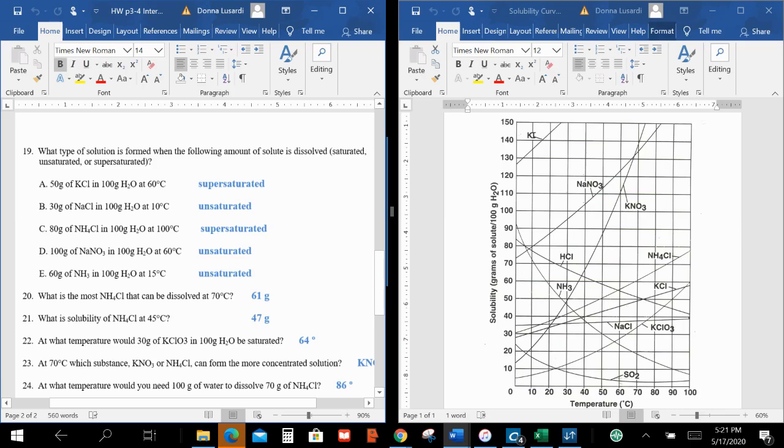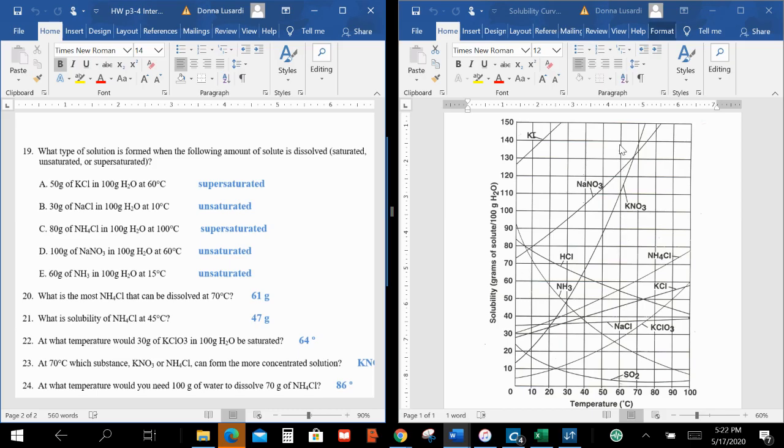Number 19 asks whether various solutions are saturated, unsaturated, or supersaturated. A saturated solution holds as much as possible. So the solubility line for any substance represents a saturated solution. I have dissolved as much as I can. If I have dissolved less than I theoretically can, for instance, if I can dissolve 110, but I have only dissolved 80, that would be an unsaturated solution.